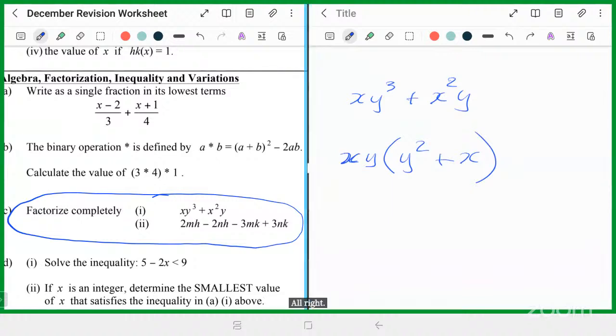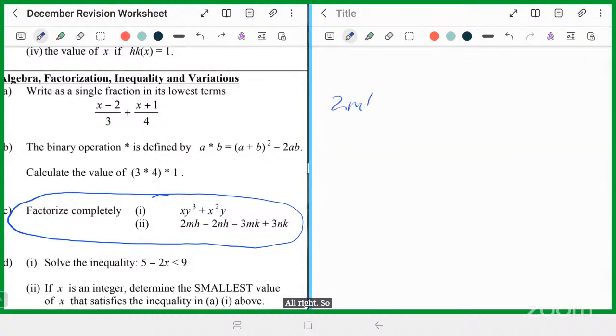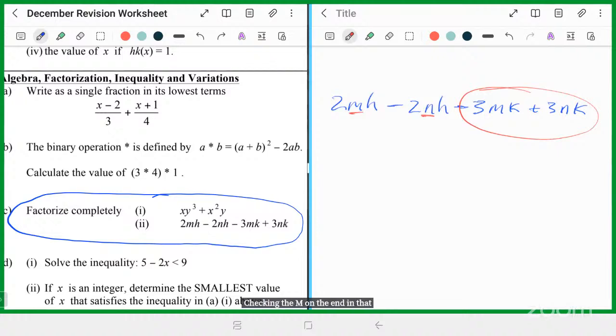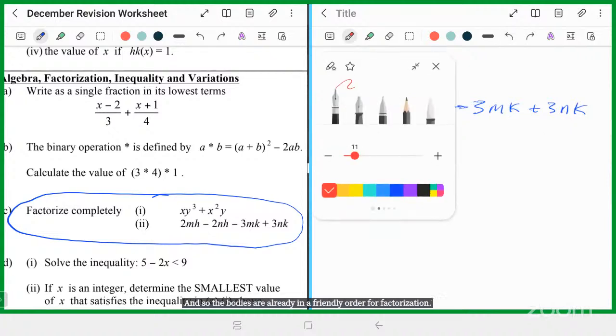All right. Second part now. Once it's 4 terms, you know, it's factorization by parts or by grouping. All right. So we have 2mh minus 2nh minus 3mk plus 3nk. 4 terms, factorization by parts. So you're going to check if the values are in a friendly order. If we take these 2 first terms, the common factor would be the 2h. So you'd have m followed by n in the bracket. You check if the m and the n are in the same order in those 2 terms, which they are. See? The m followed by the n. And so the values are already in a friendly order for factorization by parts, so you can proceed.